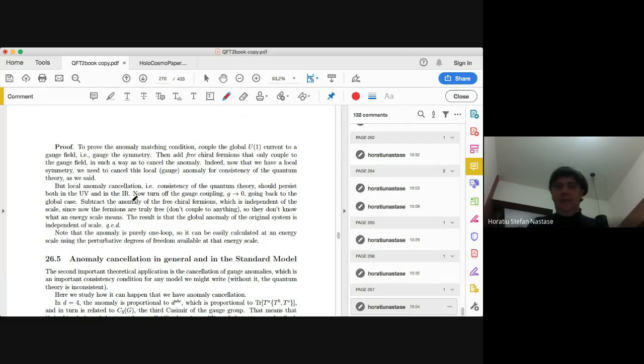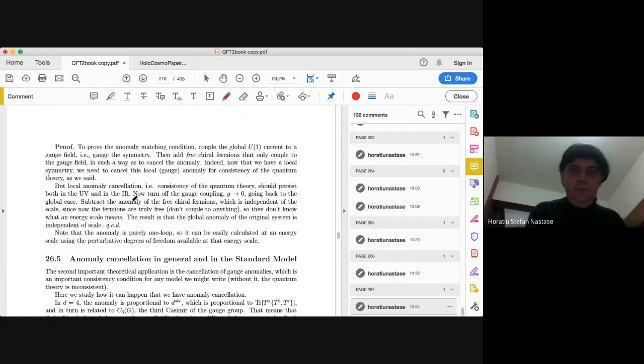So the result is then that the global anomaly, which used to be a part of the local anomaly, is independent of scale. So we've proven the matching conditions.